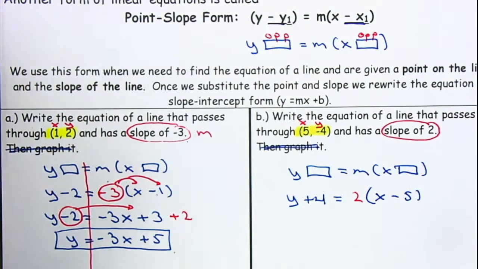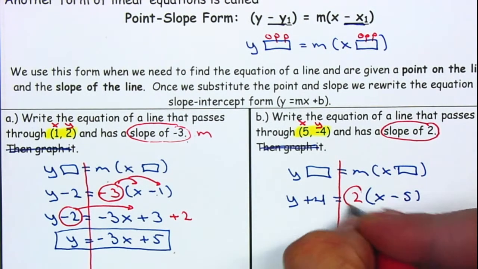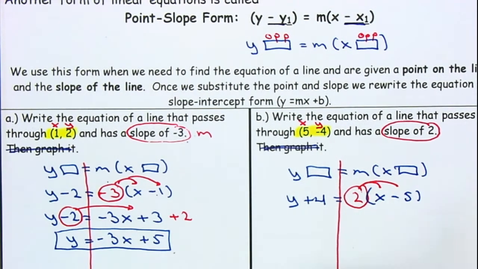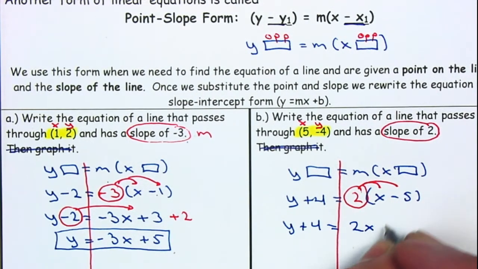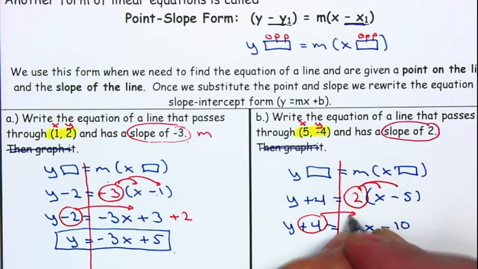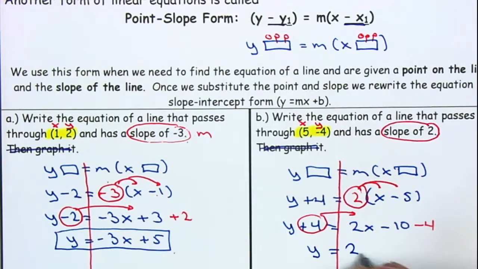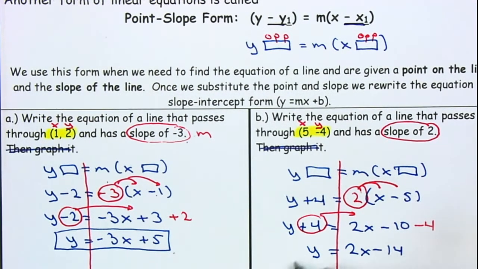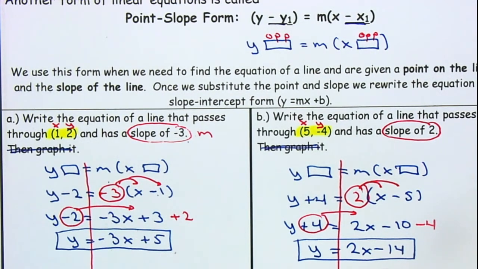Now from here, I'm going to use my distributive property to solve for y. Draw the line, distributive property. So we have y plus 4 is equal to 2 times x is 2x, 2 times negative 5 is negative 10. And my last step will be to move the 4 to the right. It's going to become a negative 4. y is equal to 2x, negative 4 and negative 10, same sign. I add, keep the sign of the bigger number. And your answer will be y is equal to 2x minus 14.